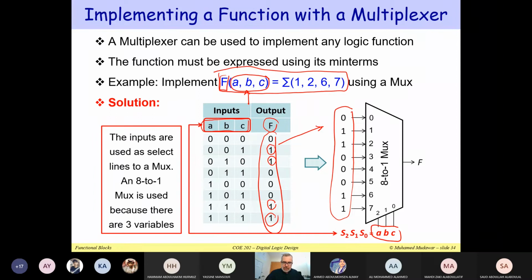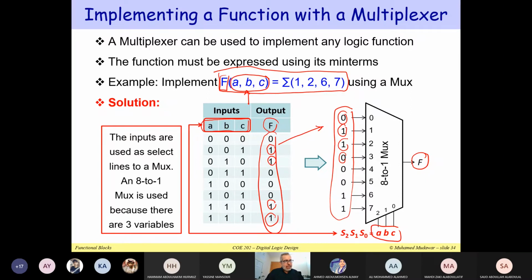So depending on the value of A, B, C, I'm going to select the value of F, which will be either 0 or 1. So basically, this is just implementing the truth table as is. It's not really that hard. That's really the idea of using a multiplexer to implement a function.